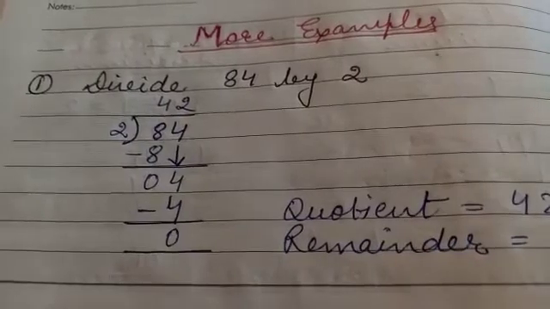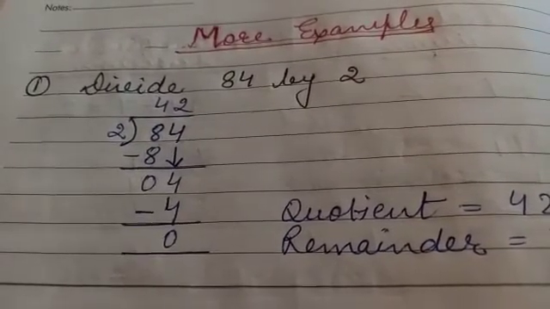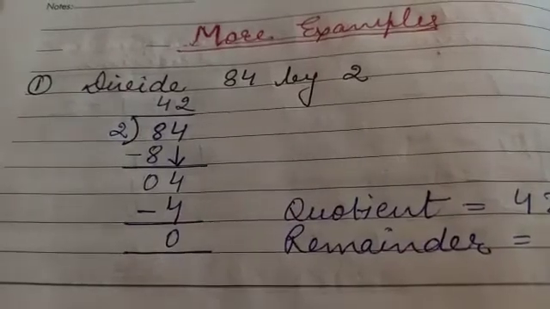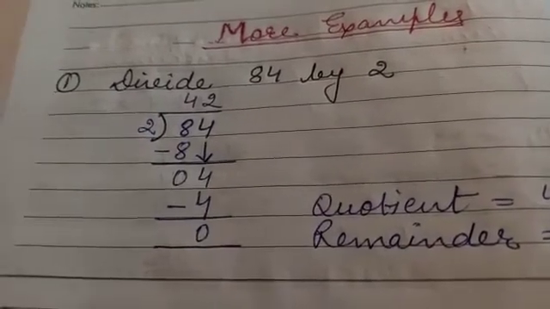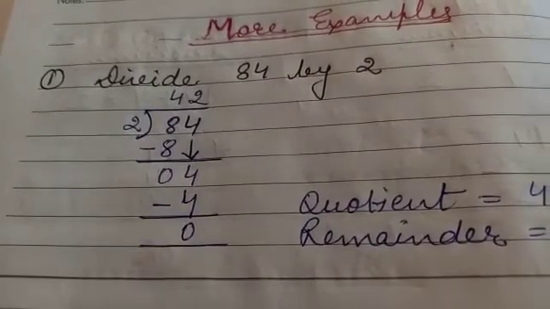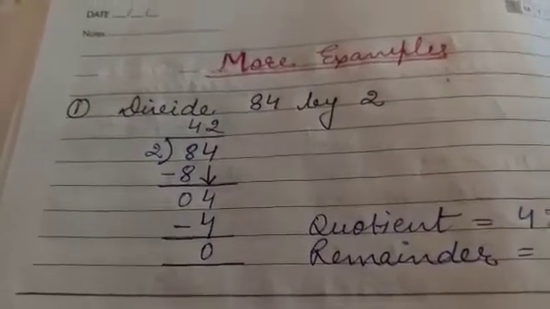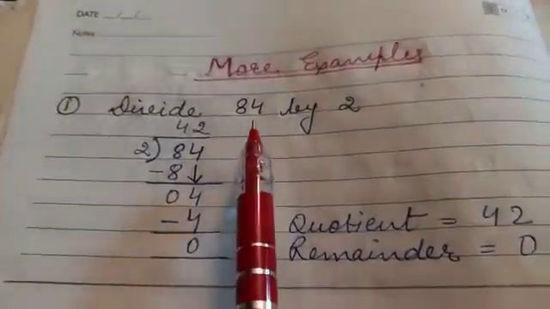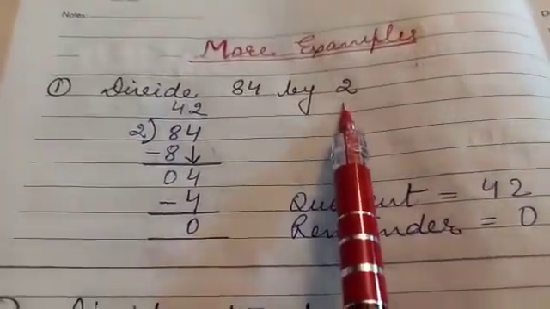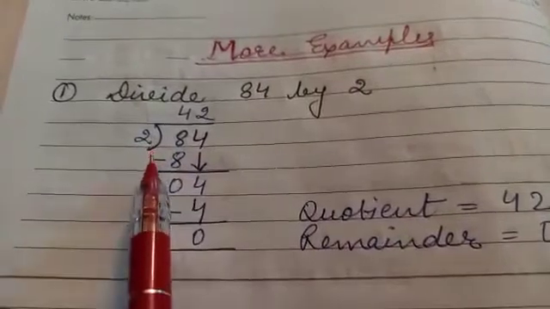In this part of the video, we are going to see various examples related to division. The very first question we have taken is: divide 84 by 2. So here 84 is the dividend and 2 is the divisor. It means we are going to divide 84 by 2.